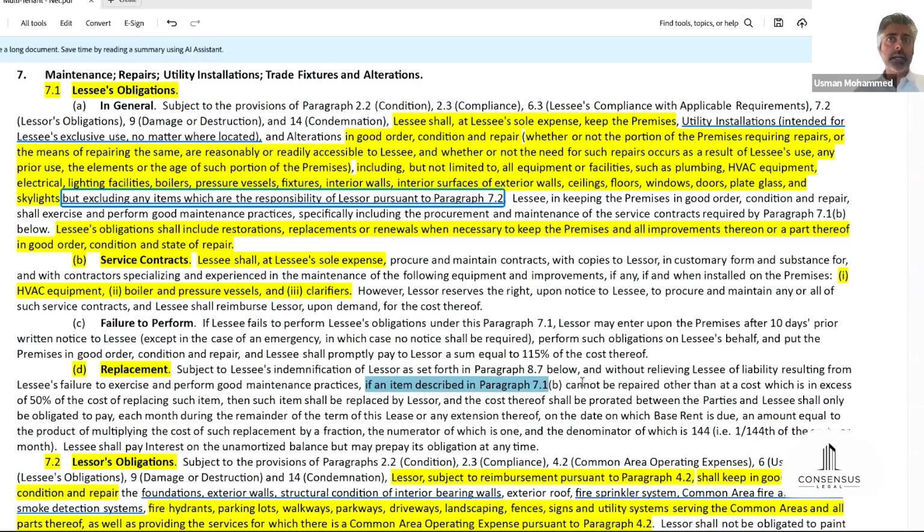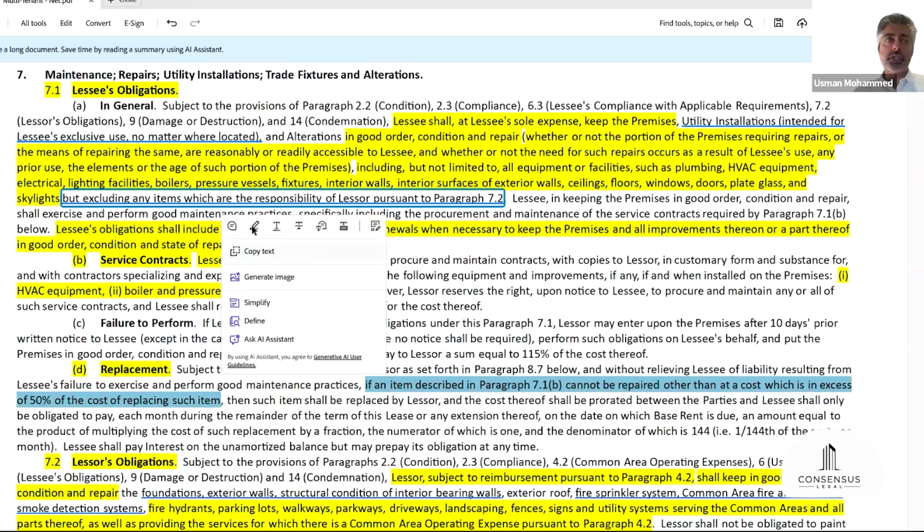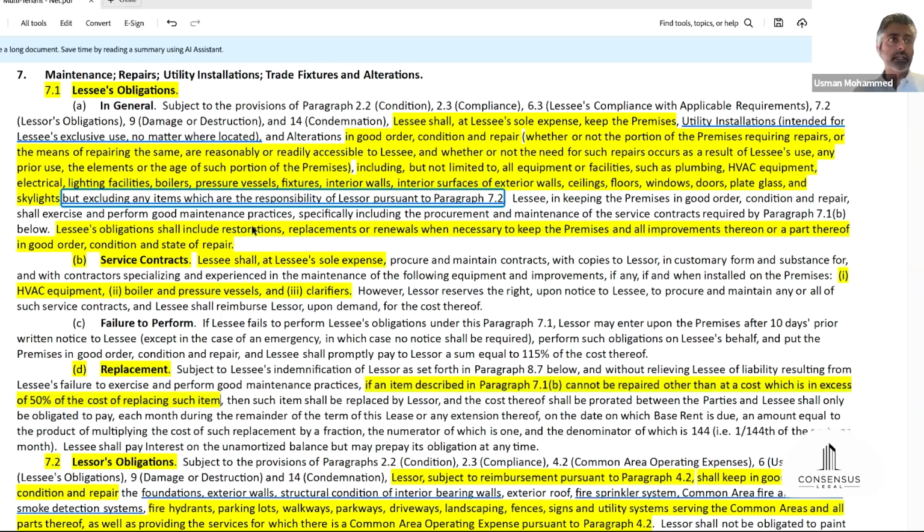So if an item described in paragraph 7.1b cannot be repaired other than at a cost which is in excess of 50% of the cost of replacing such item, then the cost is shared. So let's talk about the items described in 7.1b. These are the items for which lessee is obligated to obtain service contracts. So the key item here is HVAC equipment.